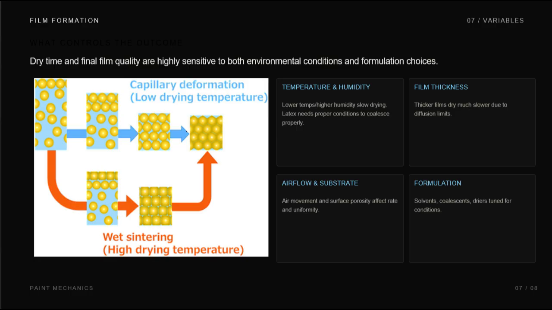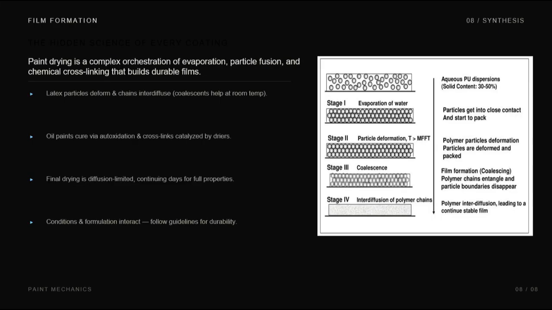Temperature, humidity, film thickness, airflow, substrate porosity, and formulation details all interact in complex ways. Lower temperatures slow both evaporation and reaction rates. Thick films suffer from diffusion limitations. The transformation of paint from liquid to solid film is a sophisticated orchestration of physical and chemical processes.